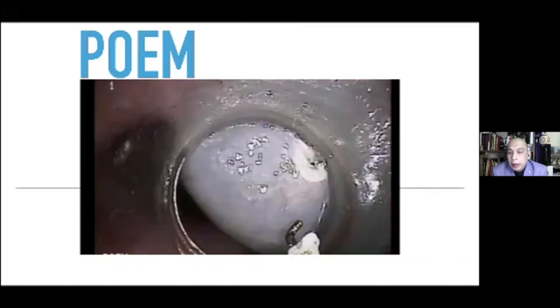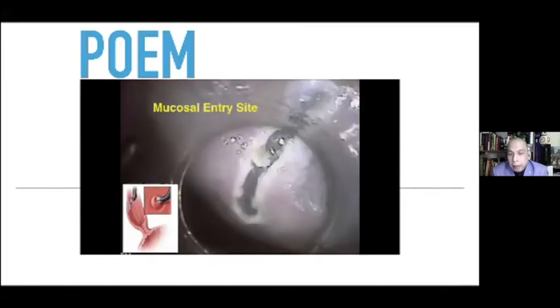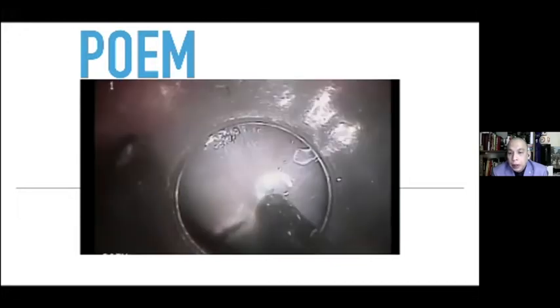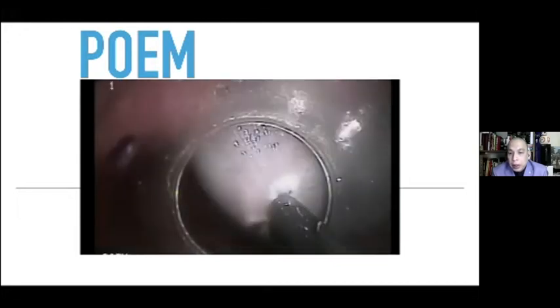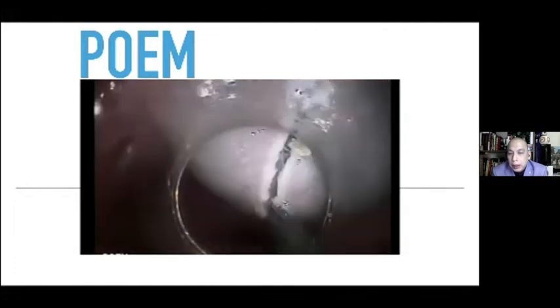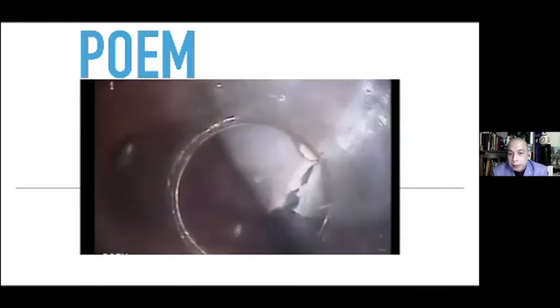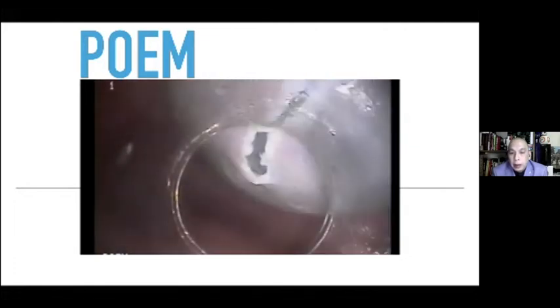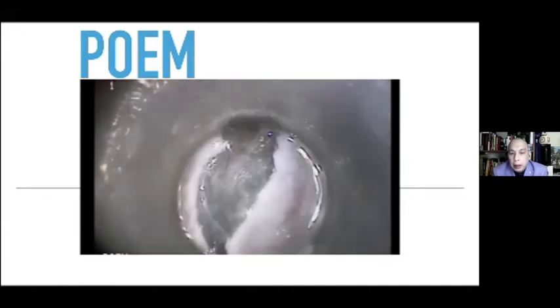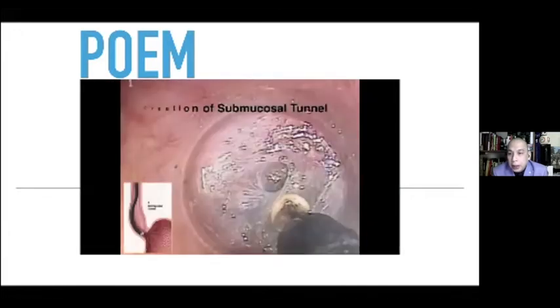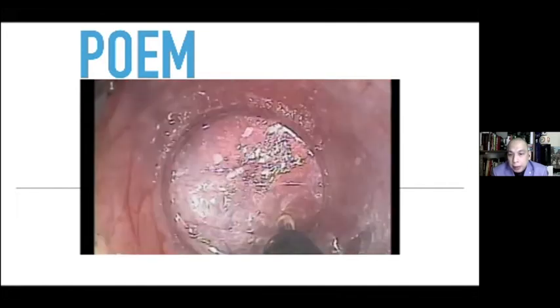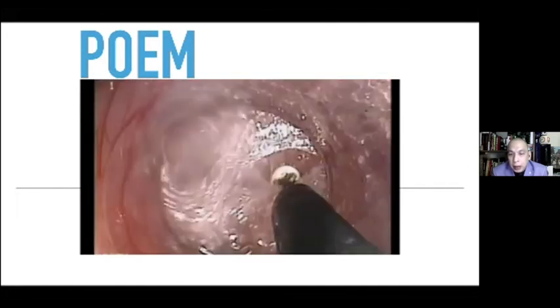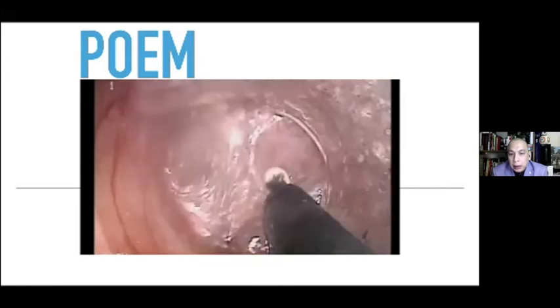And then we will do some cutting with a hook knife. So we can go through or inside the mucosa into the submucosal space. So we call that the mucosal entry site. And dissect with an insulated tip, a triangular tip. It depends on the preference of the endoscopist. And create that submucosal tunnel.